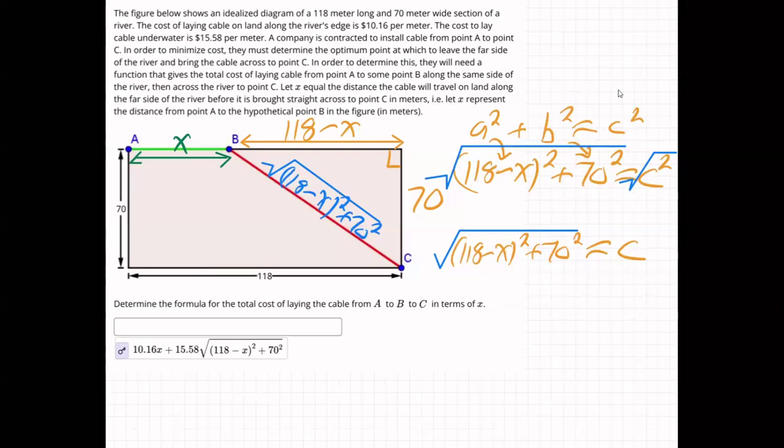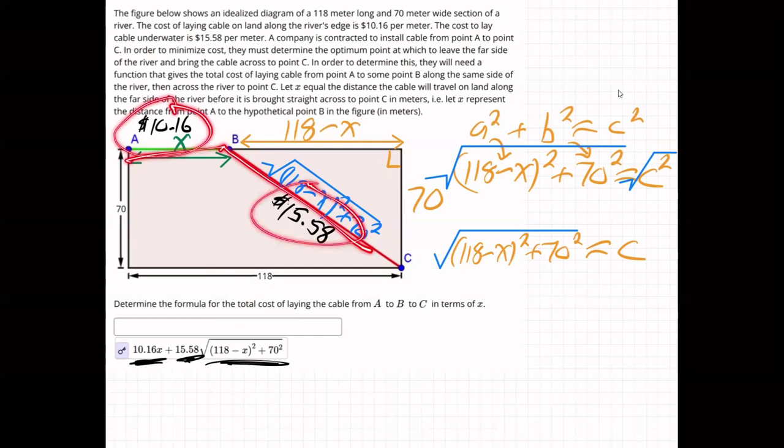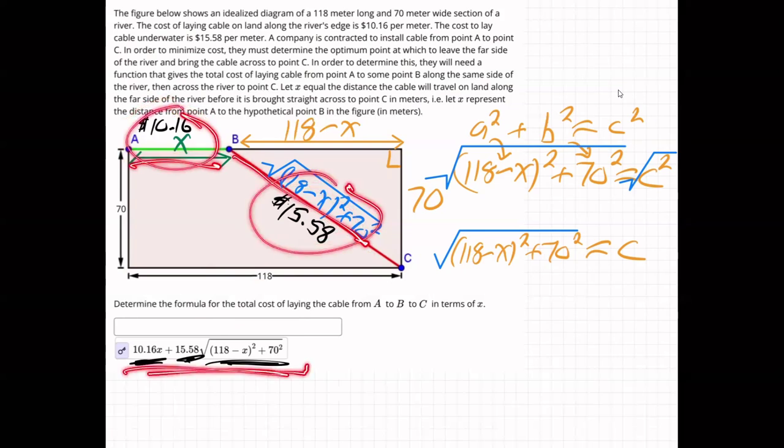Now, how do we get cost? Well, we have this piece of cable and that piece of cable. We just multiply each of those by the charge, right? So this is x meters at $10.16 a meter. So it's 10.16 times x. And this stuff right here costs, what is it? 15.58 per meter. So it's 15.58 times that other piece of cable. That'll give us the total cost function. Does that make sense? We just found each piece multiplied by the cost per meter. This is how many meters, this is how many meters, times the cost per meter. Add them up. That's the total cost of laying cable.